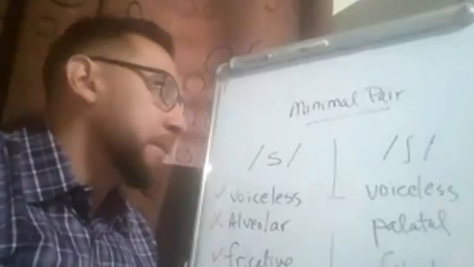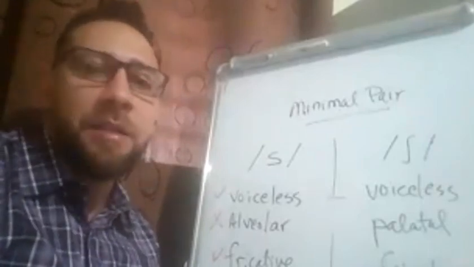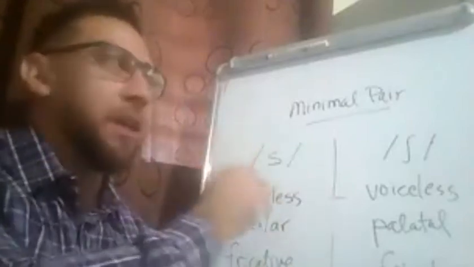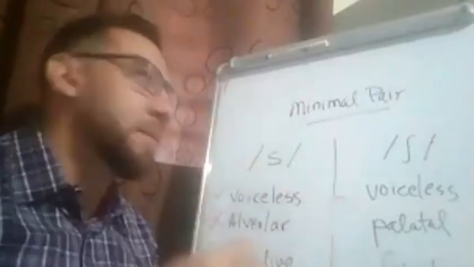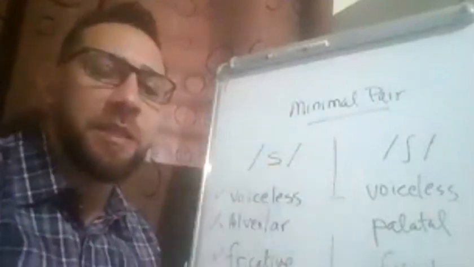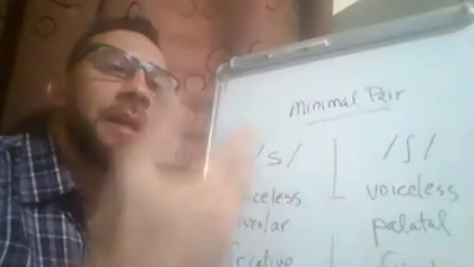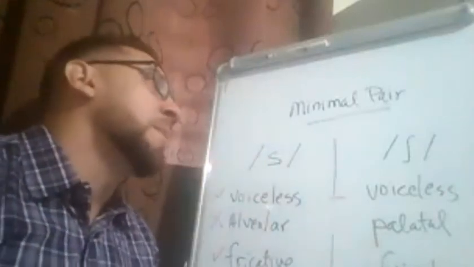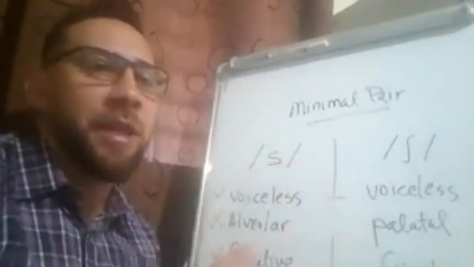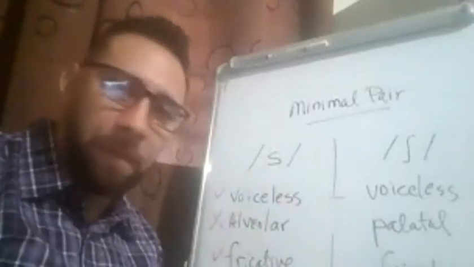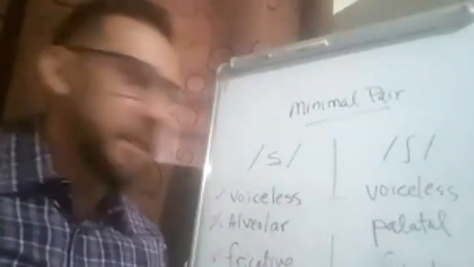The same as ch and t. Okay, the alveolar ch and the t. Some people wrote t as a minimal pair. Well, they are not minimal pairs because the t is alveolar and is also a stop. The other one is an alveopalatal affricate. So there are two differences there. Is it clear?